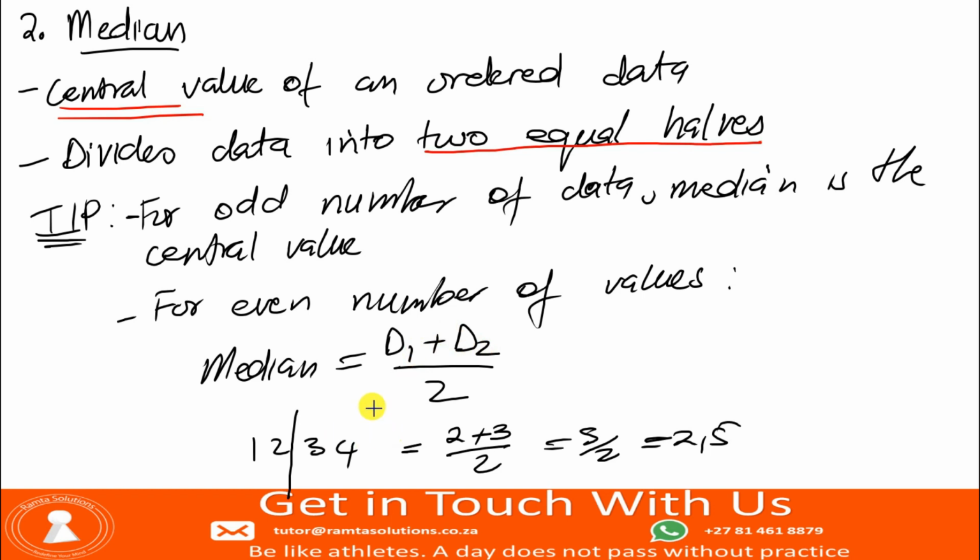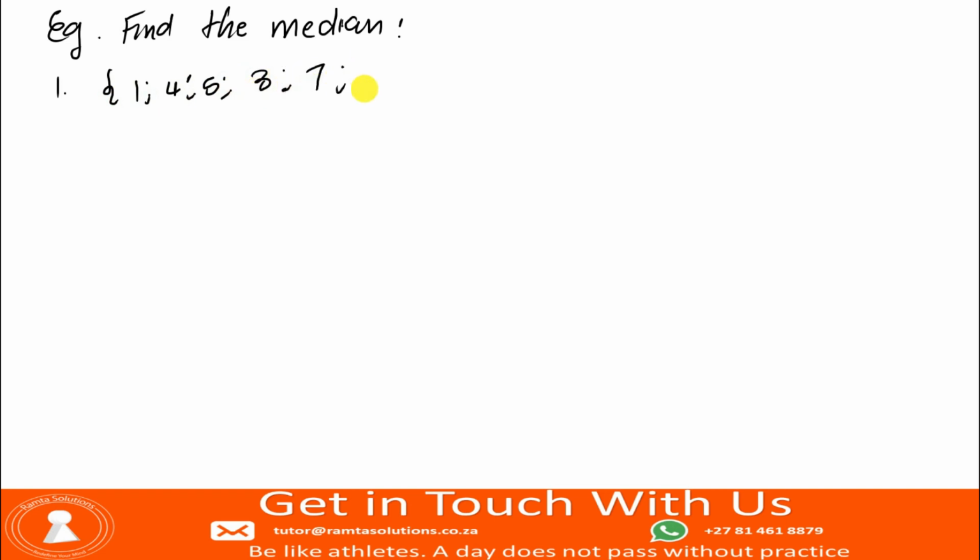So let's try examples. Find the median. For number 1, we have 1, 4, 5, 3, 7, and 17. Number 2, we have 2, 4, 6.